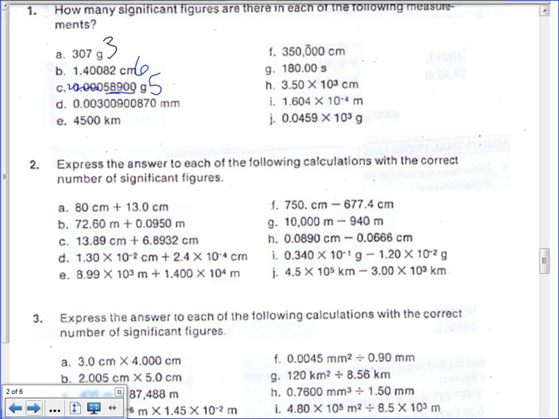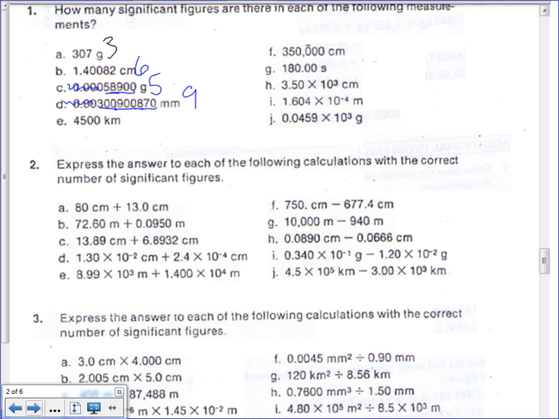Letter D, we've got a 3, a 9, a 8, a 7. So we know all of this is going to be significant. They're actual numbers. Some of those zeros are in between actual numbers. The 0 at the end, it's to the right of the number and to the right of the decimal, so it counts because of rule 3. But because of rule 4, we don't count these zeros out front. So this should give us 9 significant figures.